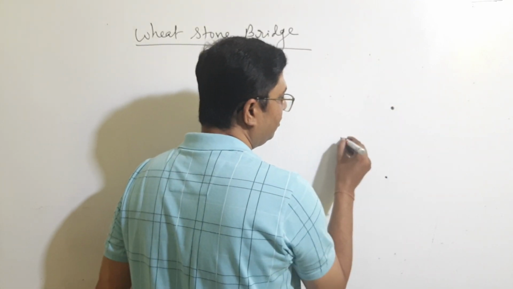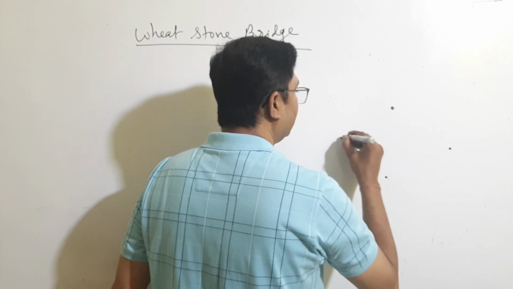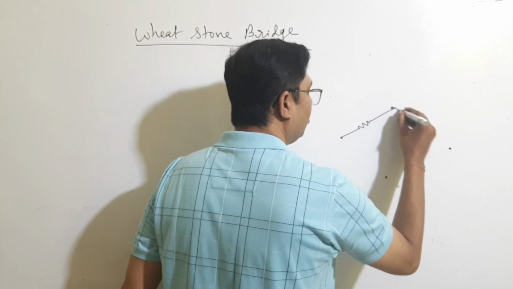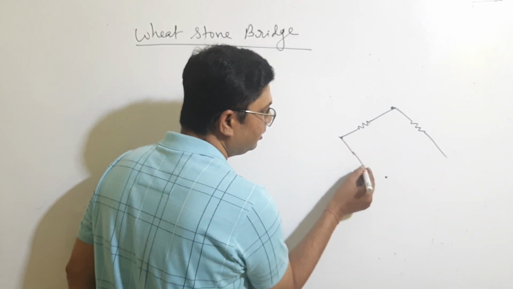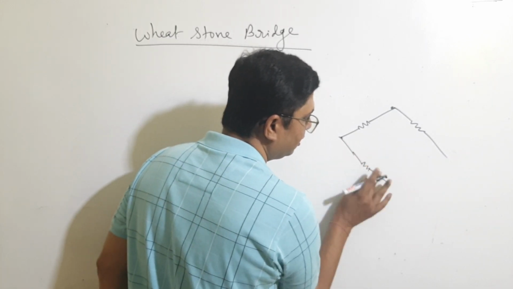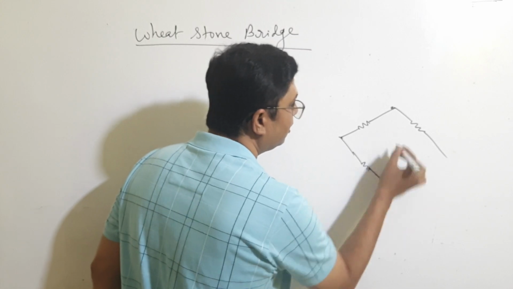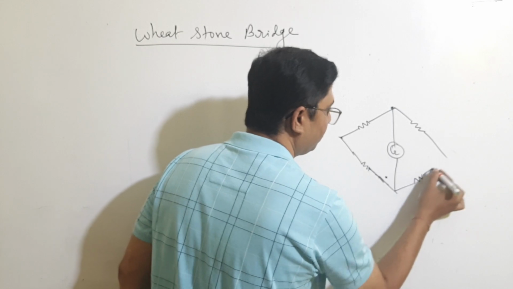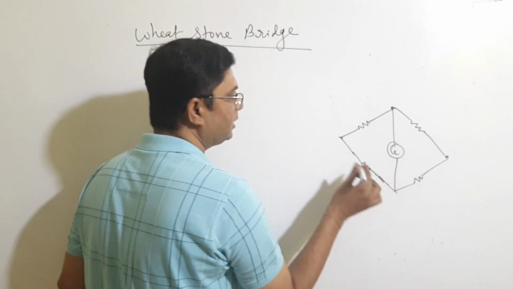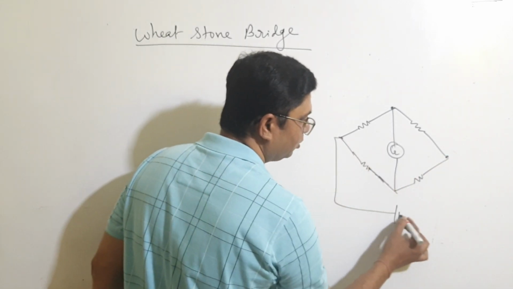He has taken four resistors in a rhombus shape. These are the four resistors. This is a galvanometer. These four resistors are connected across a battery source.